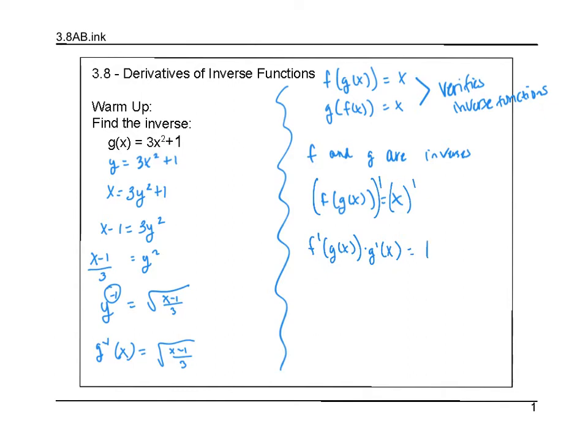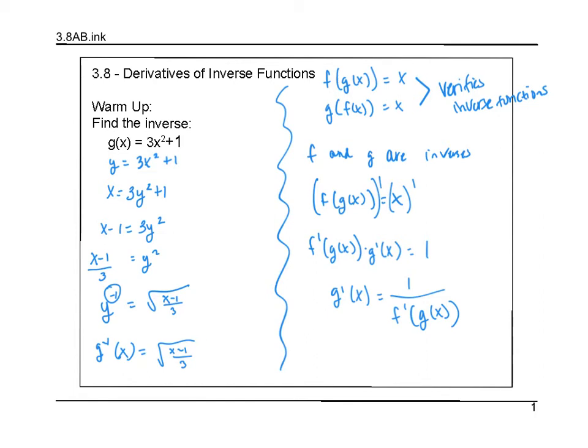Okay. So then if our objective here is to find the derivative of the inverse, where g is the inverse, I can isolate g prime. That's what we're trying to find. Well, that's what we will be trying to find in this lesson. So the derivative of g, the derivative of the inverse, is equal to 1 divided by f prime of g. This is where it comes from.